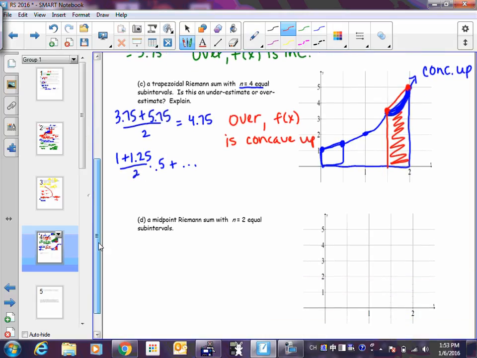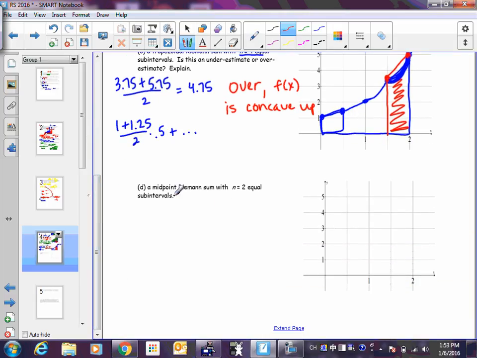All right, let's do midpoint. What's different, besides midpoint, what's different about this one? Sure. N is 2, and this is really good news, by the way. So let's go ahead and draw our graph.